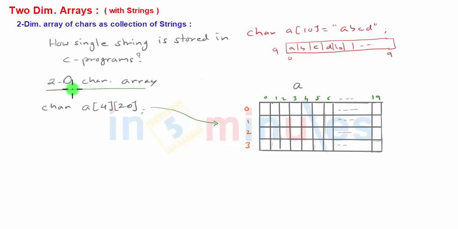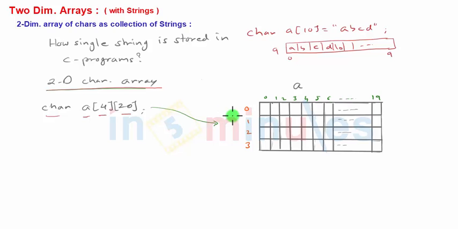Now let's discuss a two-dimensional array of characters. In this case I defined a char array A of 4 rows by 20 columns. So it will have 4 rows. A is this complete array with 0, 1, 2, 3 as the 4 rows and 0, 1, 2, 3, 4, 5 up to 19 as the columns.